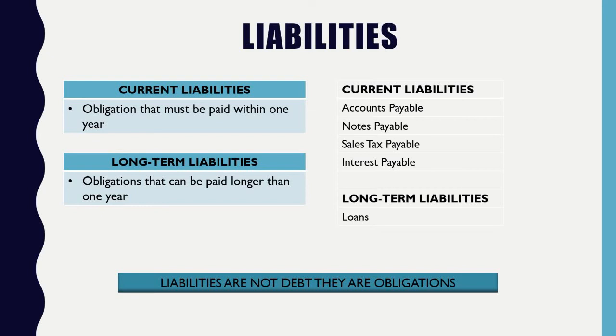So again, liabilities is everything that you owe, okay? And they're categorized based on how long you owe them for, okay? Any questions for liabilities?